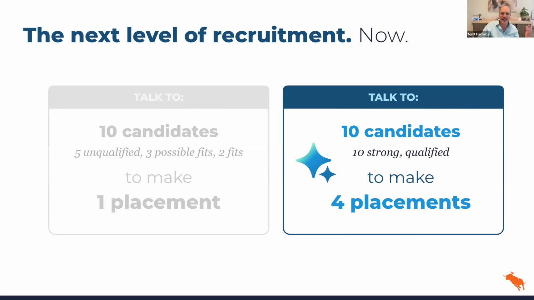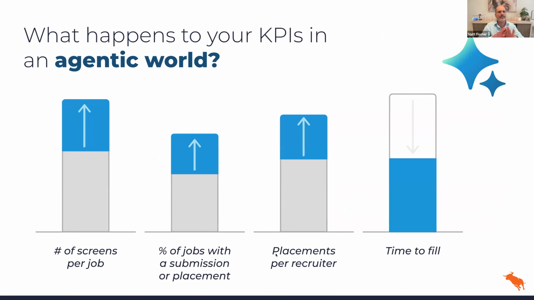And not only is that a concept, we've actually seen that be true with the folks that have started on this journey already. There are these four KPIs that everybody always thinks about. There's an obvious effect from what I just said, which is the number of screens that you can make per job. That used to be bound by the number of calls that somebody could make, right? Or the number of really high level chatbot interactions somebody could have that weren't nuanced, weren't specific, and couldn't really dig into somebody's fit.